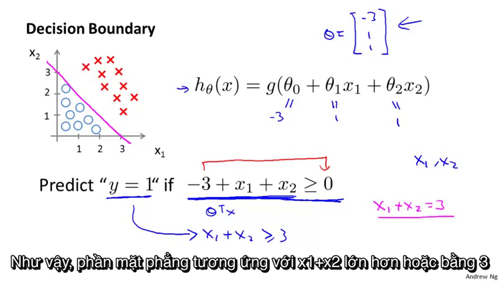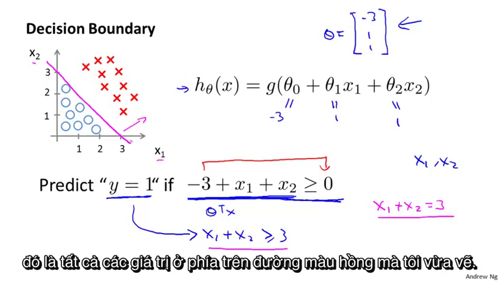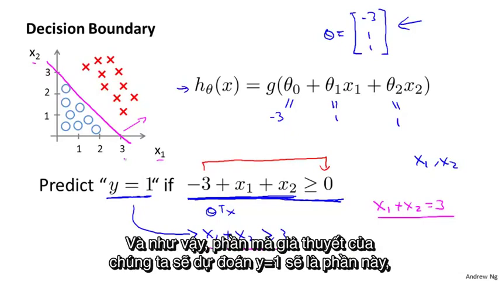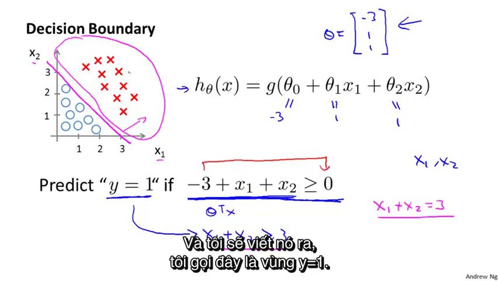So the part of the input space, the part of the x1, x2 plane that corresponds to when x1 plus x2 is greater than or equal to 3, that's going to be this right half plane. That is everything to the upper right portion of this magenta line that I just drew. And so the region where our hypothesis will predict y equals 1 is this really huge region, this half space over to the upper right. And let me just write that down. I'm going to call this the y equals 1 region.